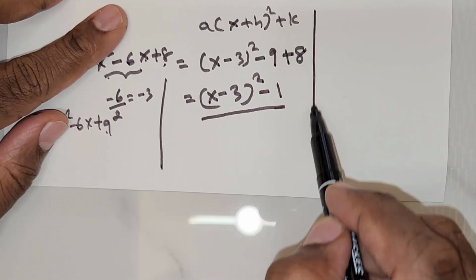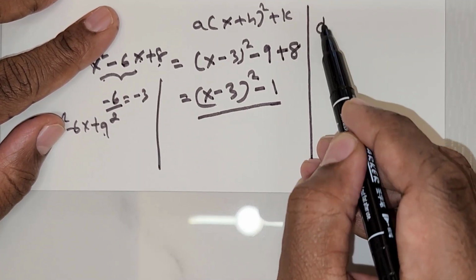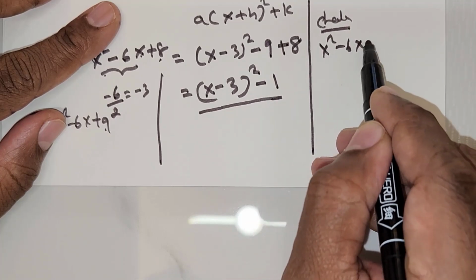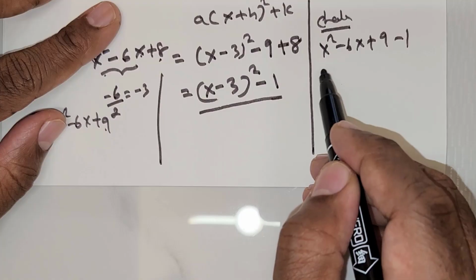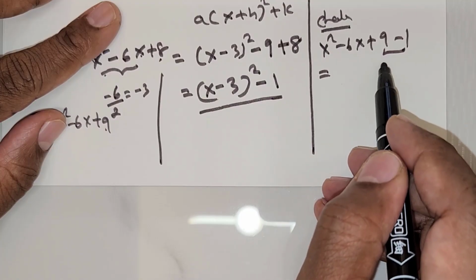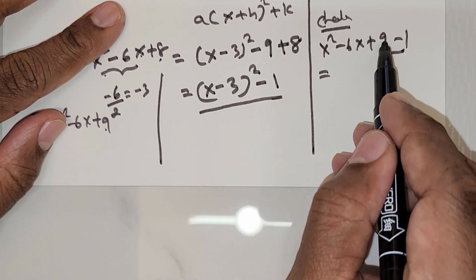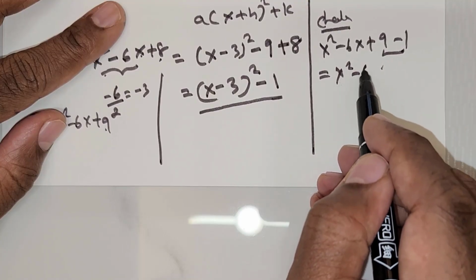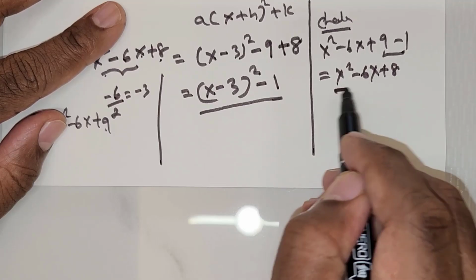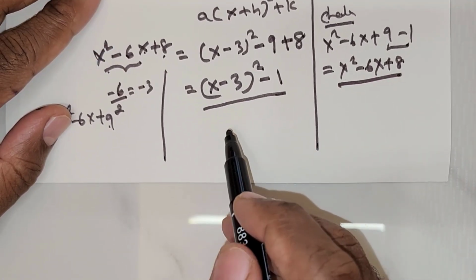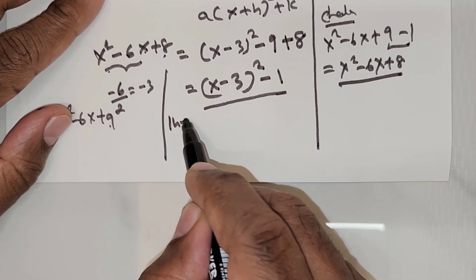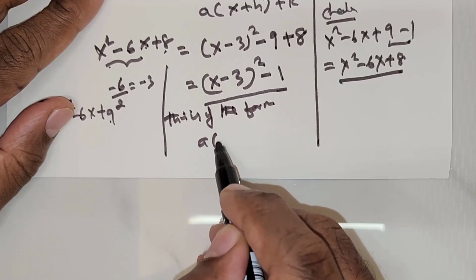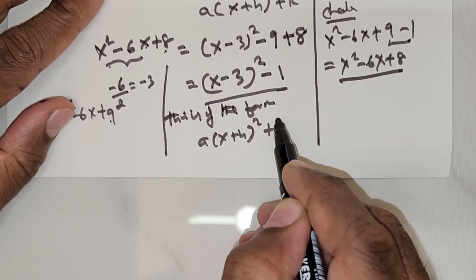Now for check, you can write the check over here. You can just study the check. You expand this, you get x squared -6x +9 followed by -1. When -9 and +9 and -1 is added, you get +8. So this is going to be x squared -6x +8, isn't it? So this is of the form, what is the form? This is of the form a times of x positive h the whole squared positive k.